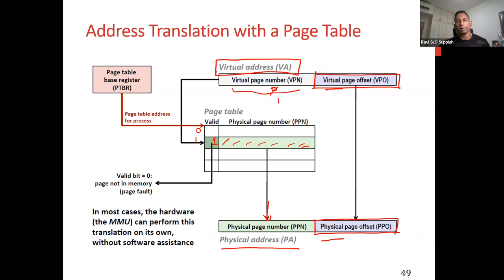If the valid bit is zero, then it is not there. That means it's not in my DRAM. We will look at what we should do in a while. But if my valid bit is zero, then it is not in my DRAM, and I need to take some other action to get the correct data from the hard disk.